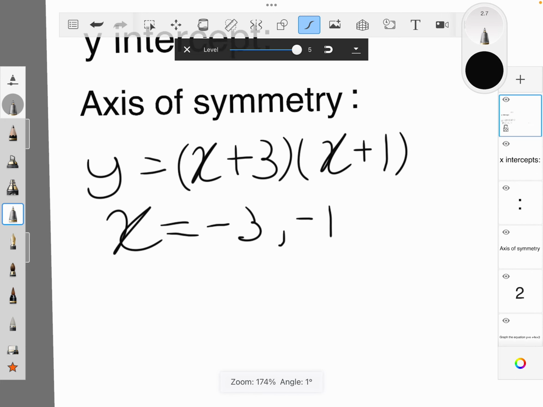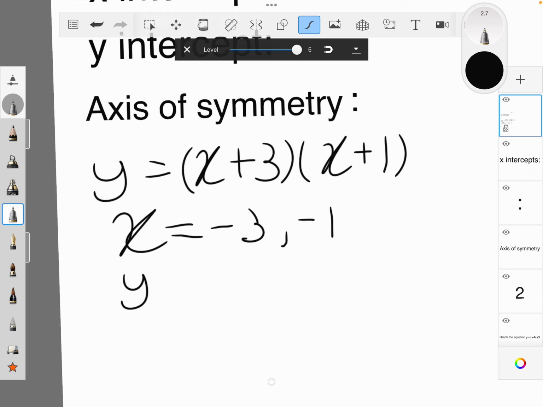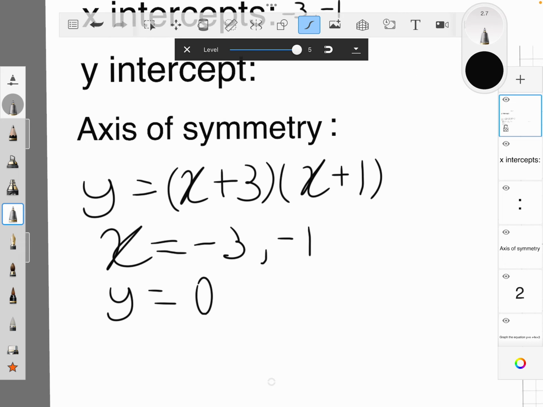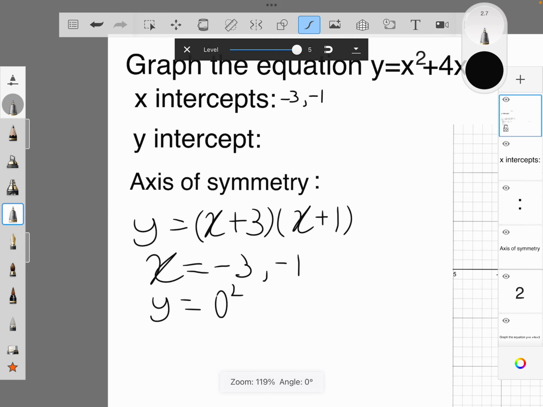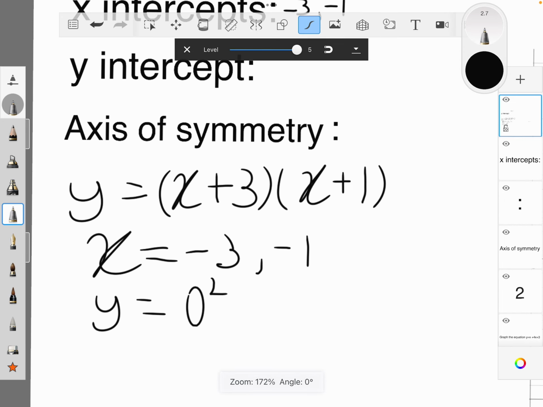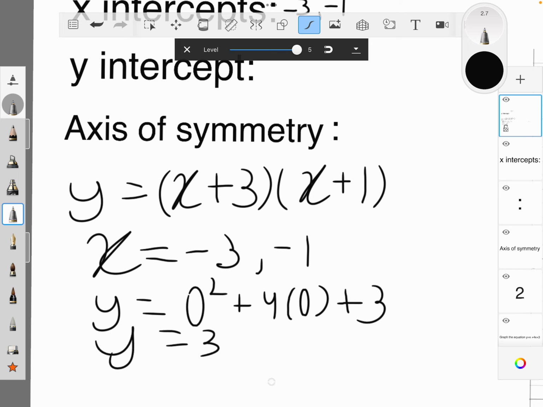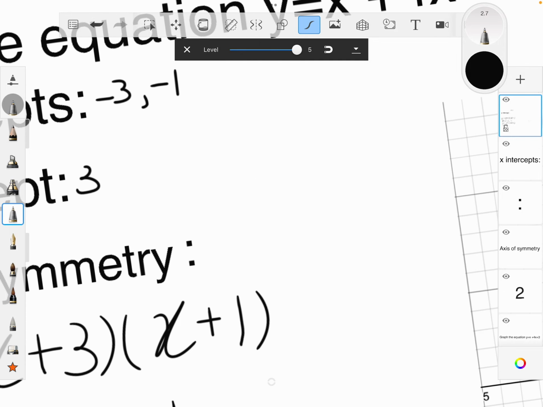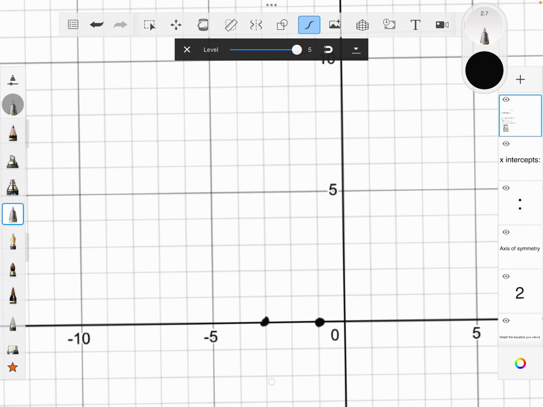If we plug that into the equation, we'll see y is equal to 0 squared plus 4 times 0 plus 3, and y will end up being 3. So this will be our y-intercept. So now we can just graph that. So you can see that's graphed.